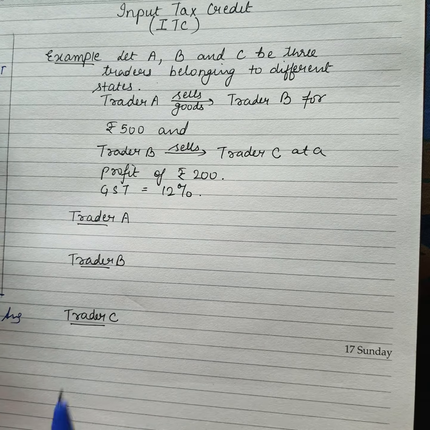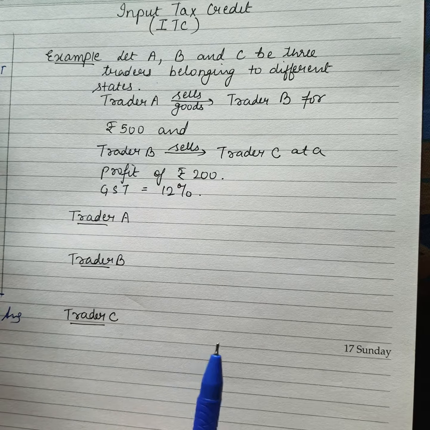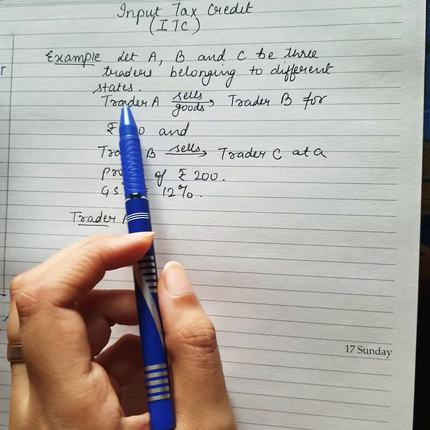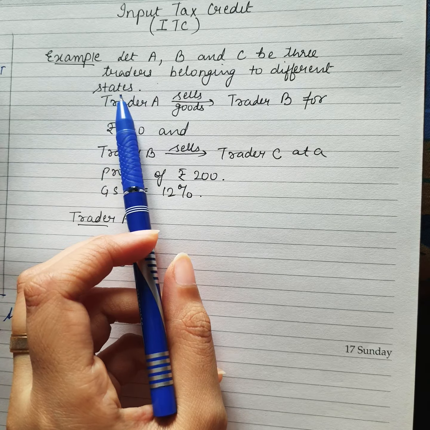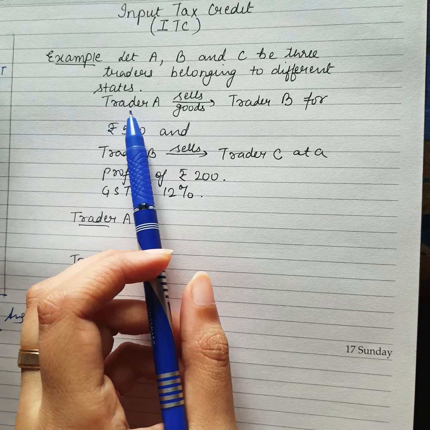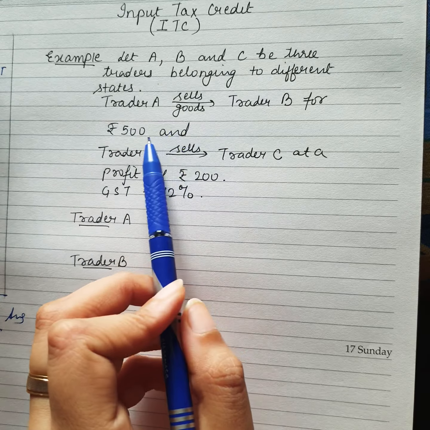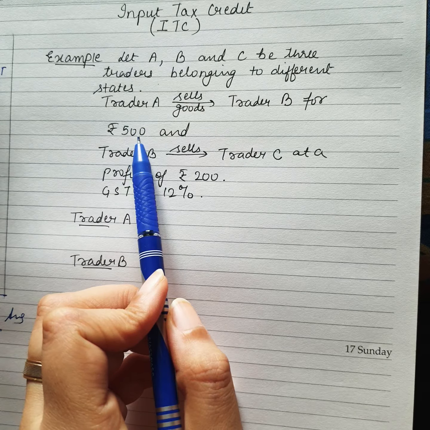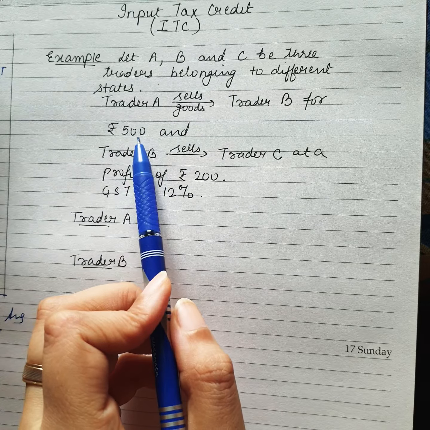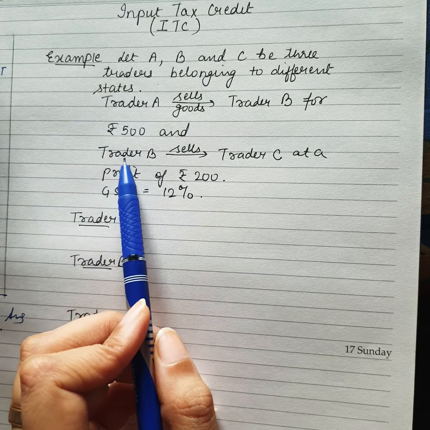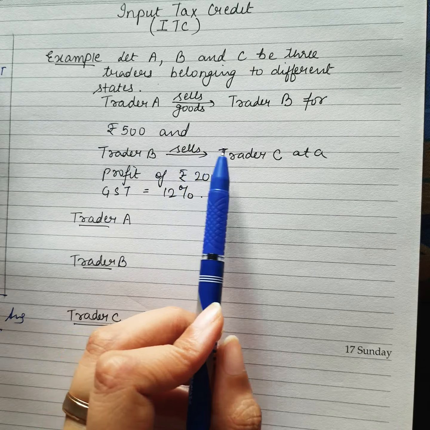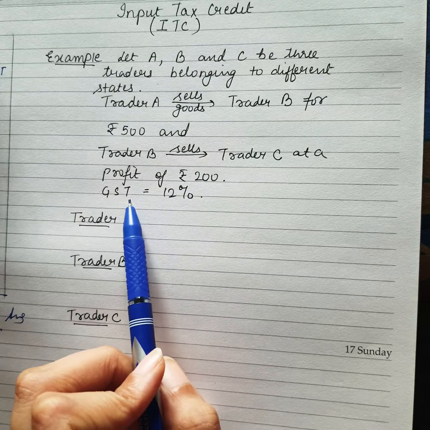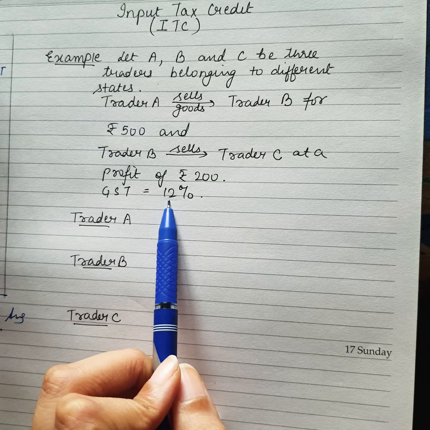So input tax credit we will understand with the help of an example. Let us see the example. Let A, B and C be three traders belonging to different states. So this is the case of interstate transaction. Trader A sells goods to trader B for rupees 500. So that means the cost price of trader B will be this. Trader B sells the same goods further to the third party trader C at a profit of rupees 200 and the GST slab is 12%. So let's see.